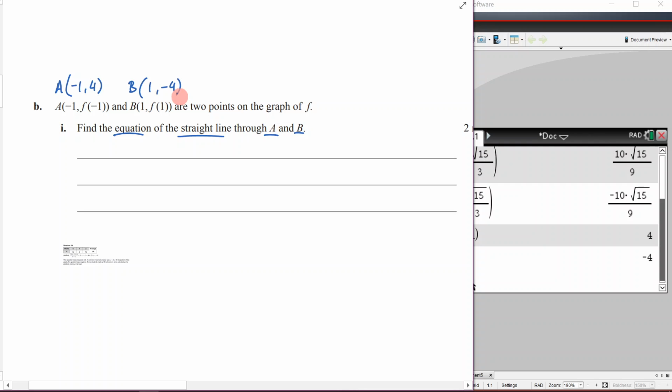All right, having now figured that out, what we're next going to do, because we're finding the equation of this thing, let's figure out what the gradient is going to be. So my gradient of AB is going to be my y2 minus y1, which will be -4 minus 4, over 1 minus -1, which is going to end up being -8 over 2.